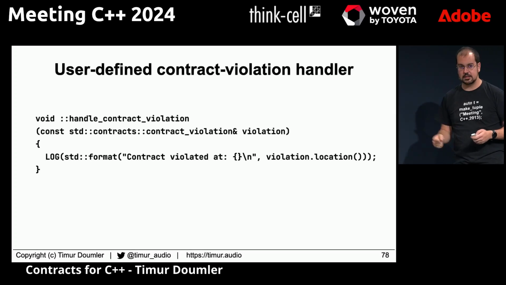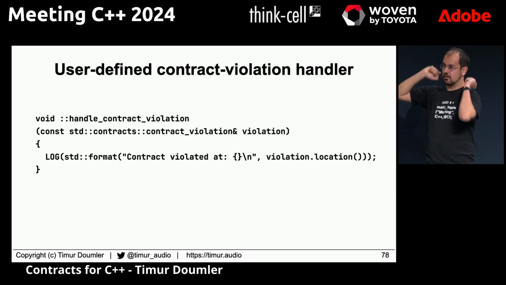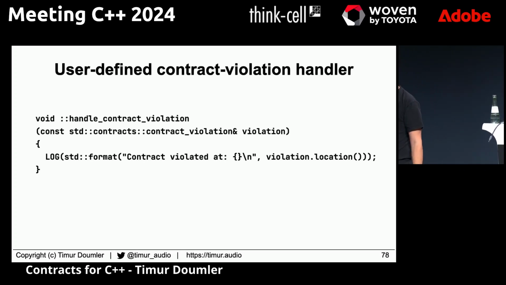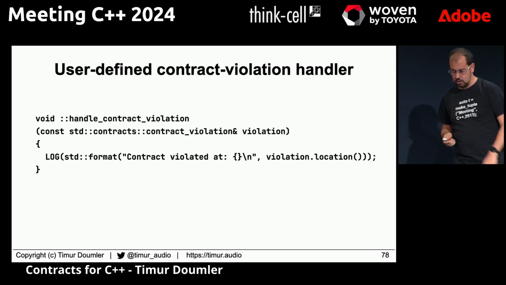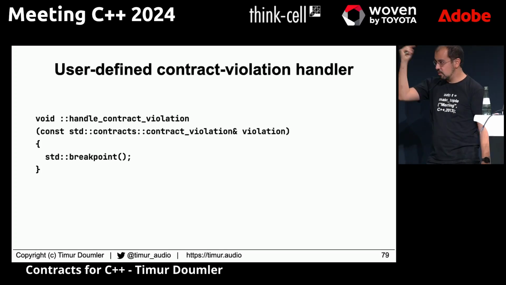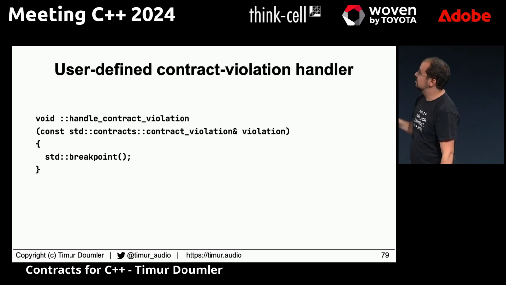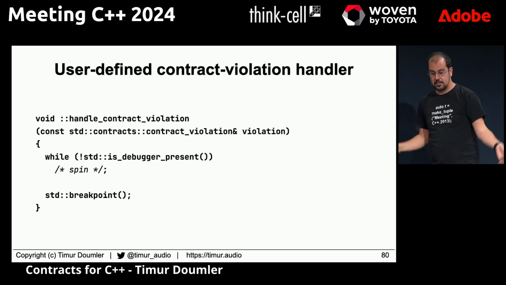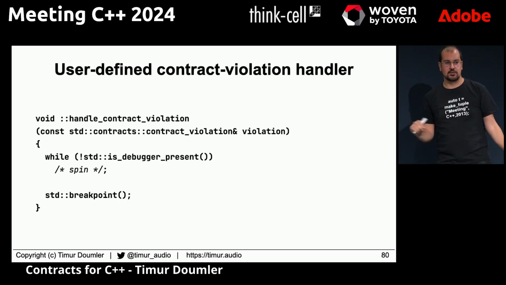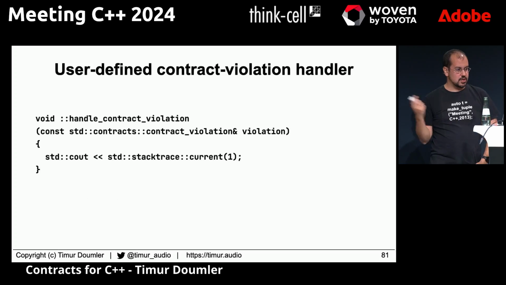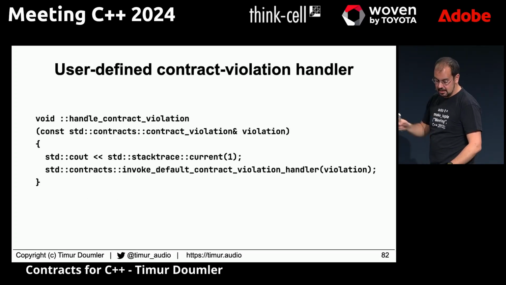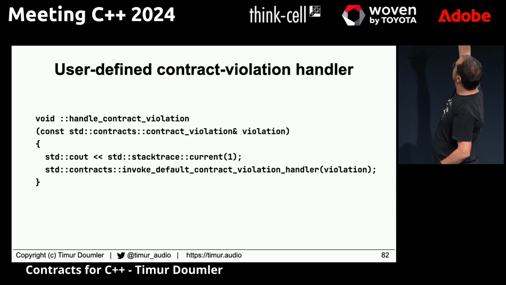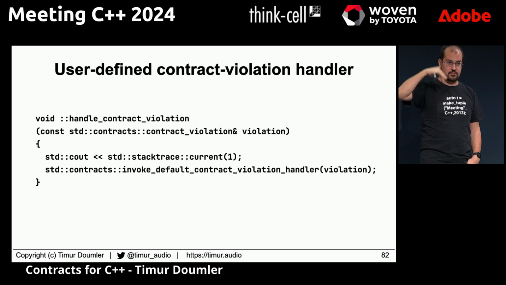You can do your own logging there. You can call home, do a network request to some server to say, hey, there was a contract violation in the customer's code. You could also set a breakpoint. That's pretty cool. We have that feature now as well, also in C++26. Or you could spin until the user attaches a debugger and then set a breakpoint. Those are pretty cool things you can do. You can print a stack trace. You can print a stack trace and then fall back to the default contract violation handler, which you can do with this quite long-named function that we provide here, which is going to just fall back to the default.